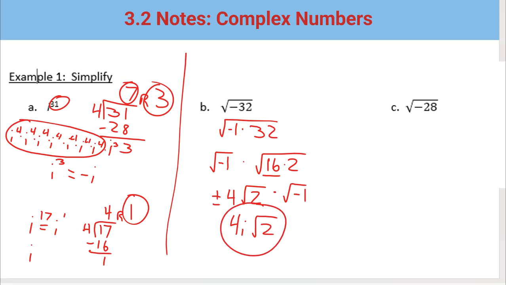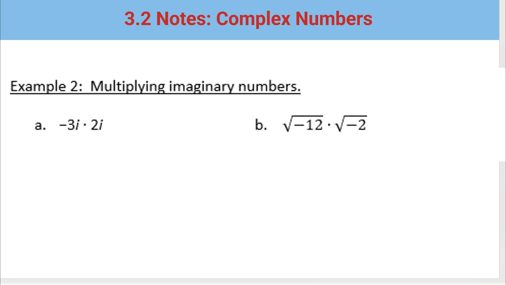Right? So I combine those because it's multiplication. Square root of negative 28. Let's factor it out: negative 1 times 4 times 7, right? 4 is a perfect square. That's why I used 4. What is the square root of 4? Plus or minus 2. What is the square root of negative 1? It is i. And then square root of 7 is going to stay under because it is not a perfect square, nor does it have a factor.